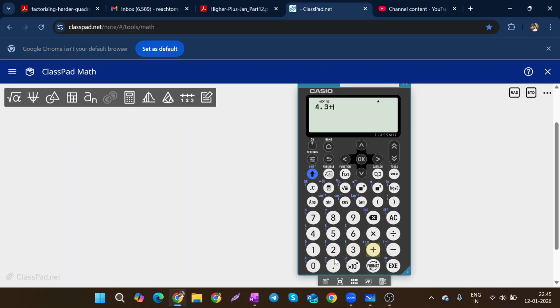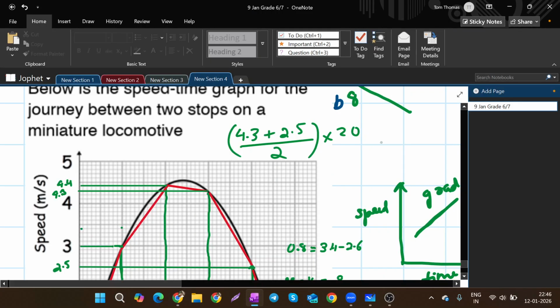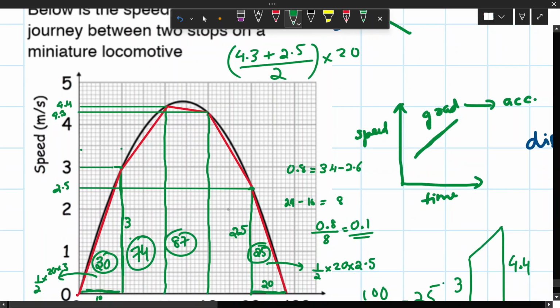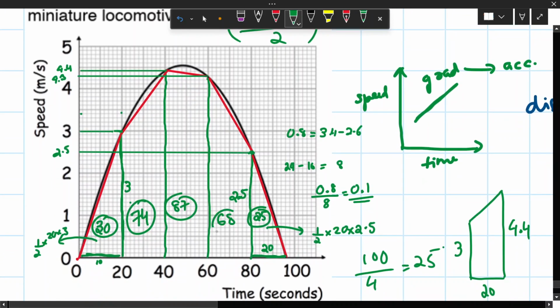4.3 plus 2.5. Now, please don't make the mistake of pressing the division there, because that wouldn't be right, because that means you're dividing the 2.5. We want to divide the entire thing. So actually get the answer, then do the division there. I was about to do that, but then I realized that's not really right. So we do that, we get 3.4, and then times that with 20. So that is 68.